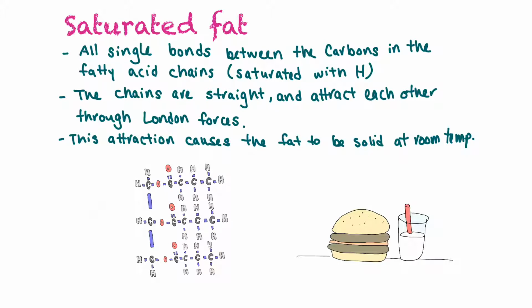These chains are straight in shape, and they attract one another in that molecule because they're all lined up together, and they attract each other through London forces. If you remember back to our biochemistry video, London forces is the only type of interaction in nonpolar molecules. This attraction between these chains causes the fat to be solid at room temperature. So sources of saturated fats are animal fats, so dairy and meats and all of those animal fats would be considered saturated fats.